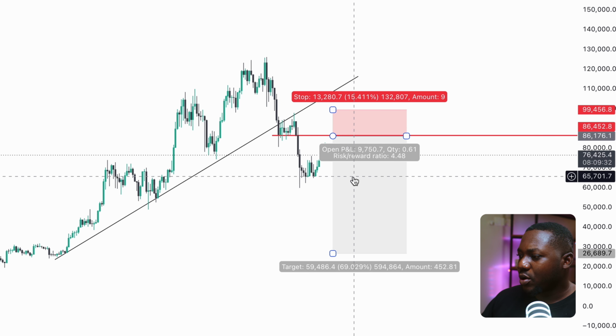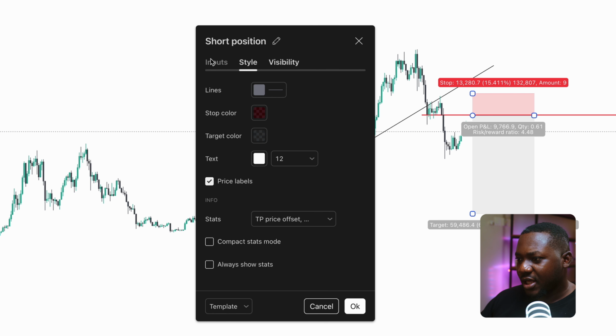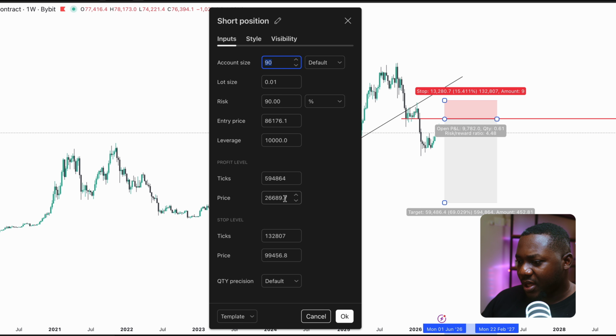and then you can now double click it, go to input, and also copy where you want to take profit, and then where you want to say, okay, if it gets to this point and I've not made any profit, the trade should close, the stop loss. Okay, you can copy these and then you go to your trading platform and input these details.